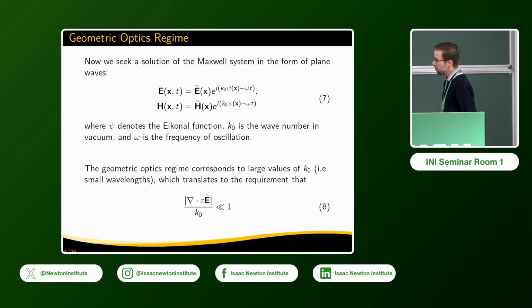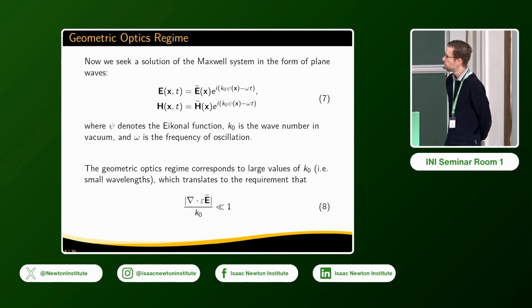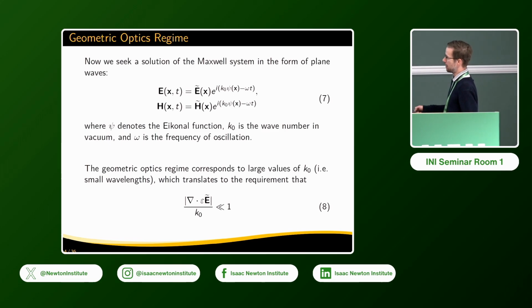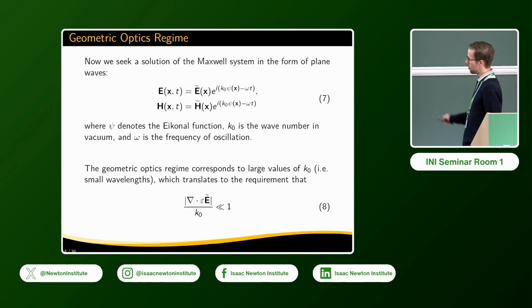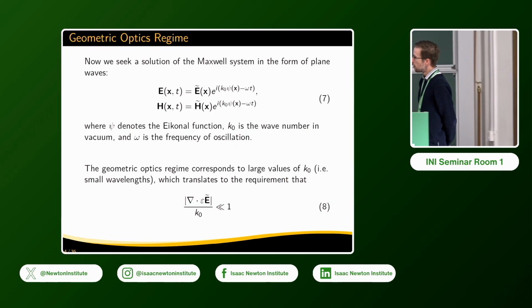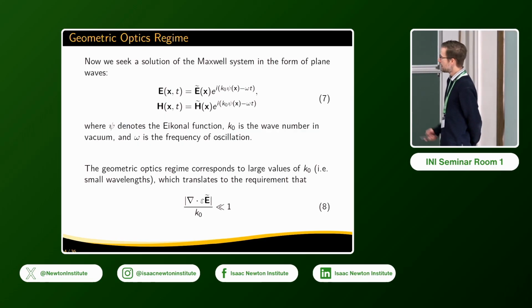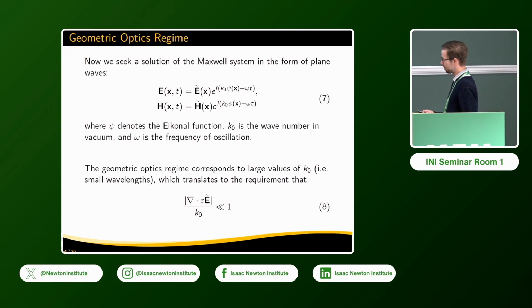And what does the geometric optics limit correspond to? This means I'm taking large values of k0, or equivalently small wavelengths, and this can be mathematically translated to a requirement on the divergence of epsilon E in terms of the wave number k0. So now I want to leave Maxwell and just focus on the geometric optics regime and see what we can say in this setting.